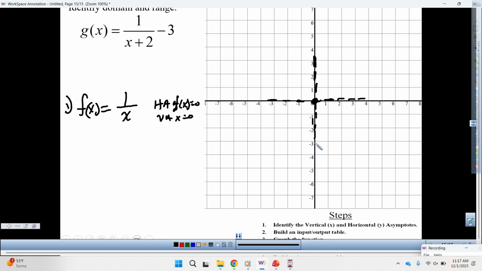There it is. And to graph this one, remember when we did the table, we had 1 point here and 1 point here. Okay. Is it coming back? Yes? All right. Next.